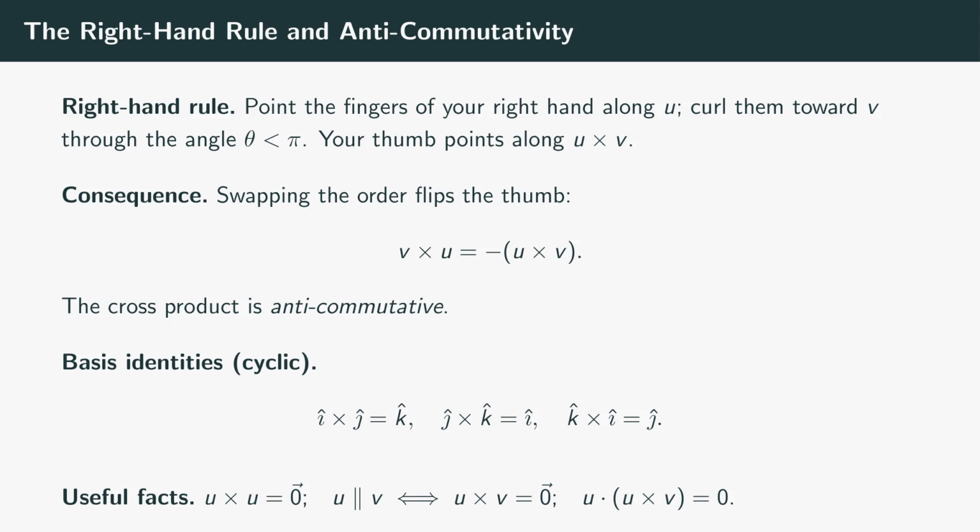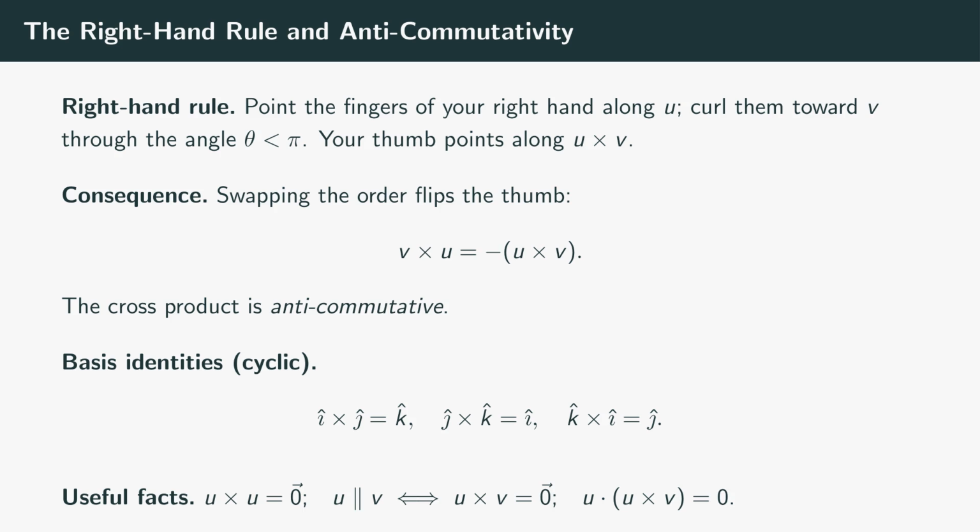Of the two directions perpendicular to both u and v, which one does the cross product pick? The right-hand rule decides. Point the fingers of your right hand along u, then curl them toward v through the smaller angle. Your thumb now points along u cross v. This is the same handedness that orients our coordinate axes. One immediate consequence: if you swap the order and compute v cross u, your fingers curl the other way and the thumb flips, so v cross u equals negative u cross v. We say the cross product is anti-commutative: order matters, and reversing it reverses the sign.